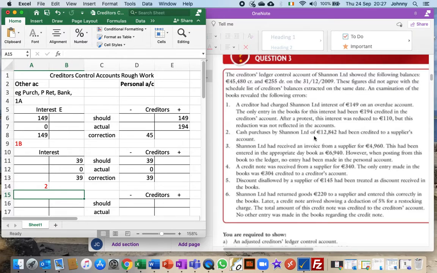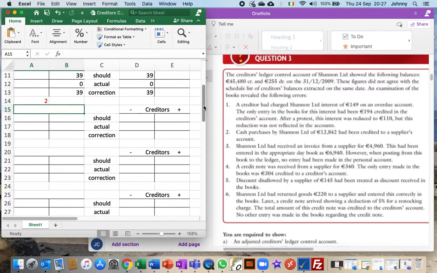So cash purchases have been credited to a supplier's account. We're saying here nothing should have been put in. I'm going to ignore the name of the other account, but we should have done nothing in any account. Creditors should have had nothing as well. But instead, we credited a supplier's account with 12,842. That should never have been put in there, so the correction is going to take that away. 12,842.